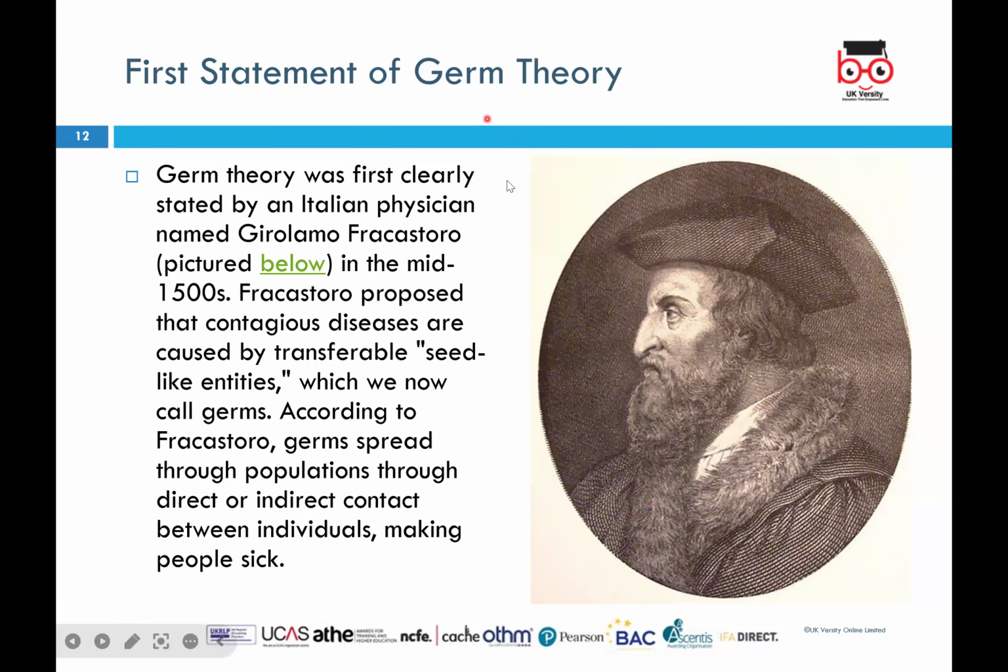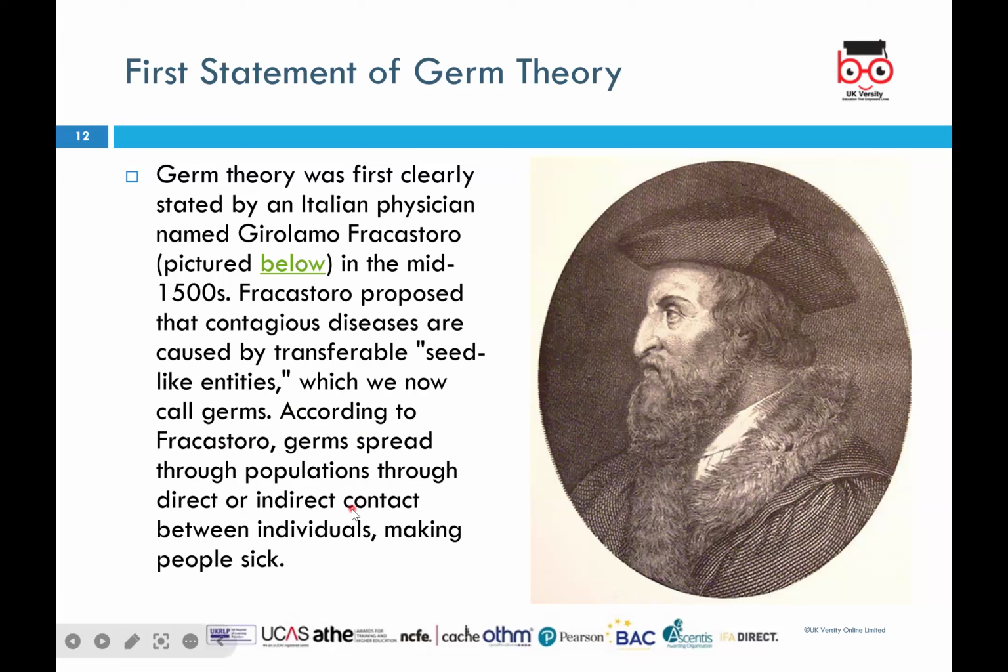The first statement about germ theory came from an Italian physician named Fracastoro in the mid 1500s. Fracastoro proposed this theory that contagious diseases are caused by transferable seed-like entities, which are now called germs. They did not know what these germs were, so they just called them seed-like entities. Once that seed is inside the human being, that is when the reactions happen, the pathology happens.